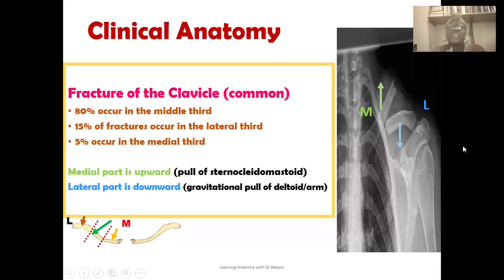So it's important that we're able to explain the basis behind this presentation when fracture occurs.